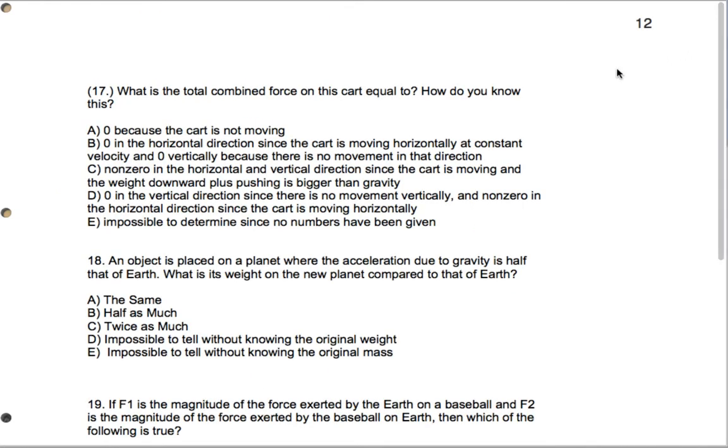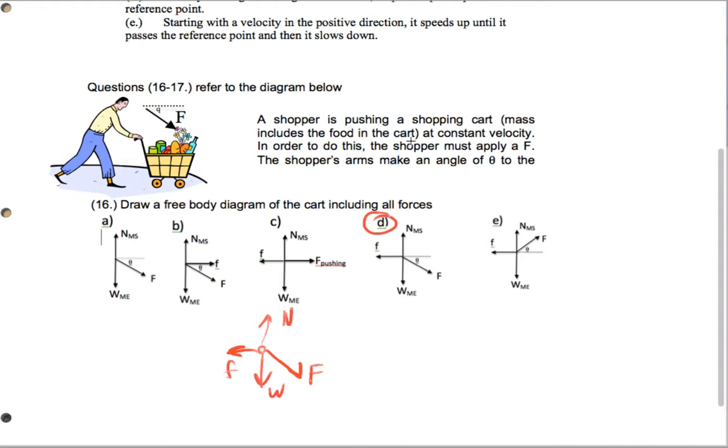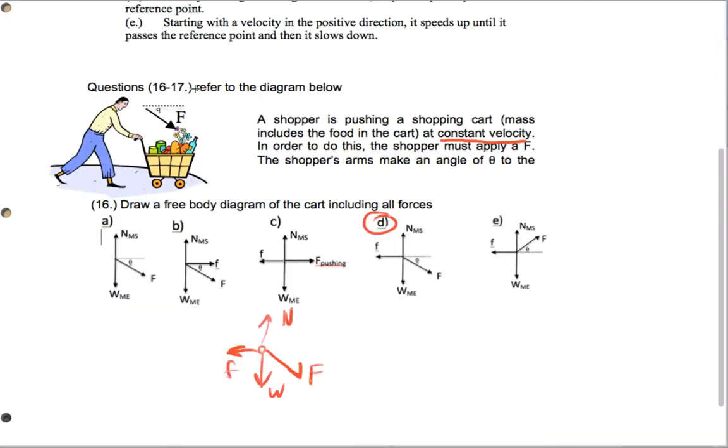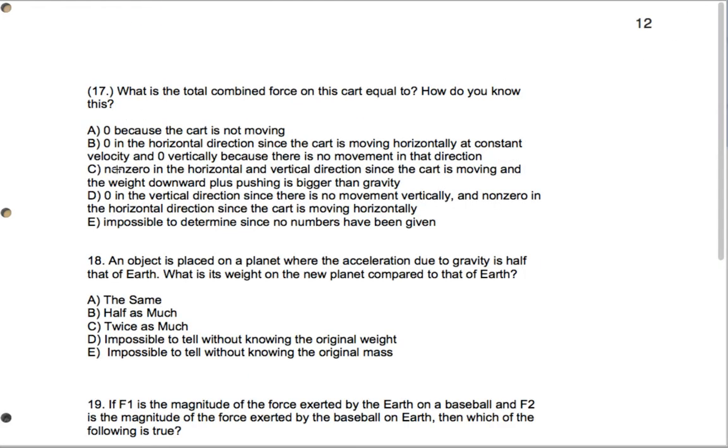And then for number 17, what is the total combined force of this cart equal to? Well, let's see. We're moving at constant velocity, which means the forces are balanced. And also vertically, since the cart is not moving vertically up and down, we also balance in that direction. So that means that we are not non-zero here.